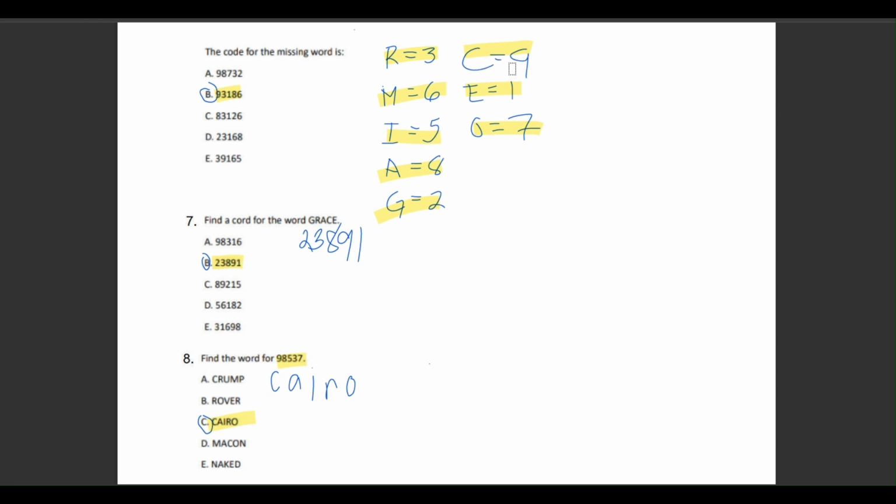Explanation. Now we're turning a code back into a word. A equals 8, C equals 9, E equals 1, G equals 2, I equals 5, M equals 6, R equals 3, O equals 7. We have 98,537. 9 equals C, 8 equals A, 5 equals I, 3 equals R, 7 equals O, that spells Cairo.